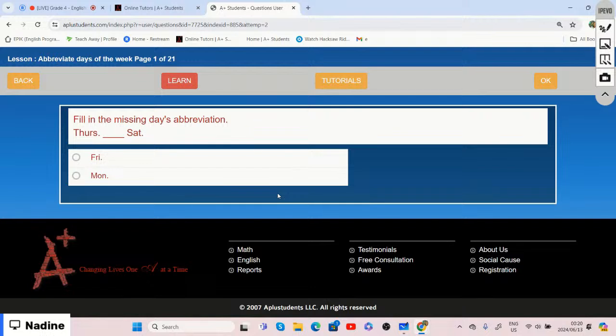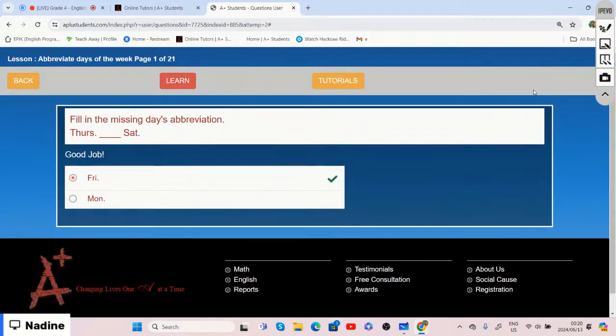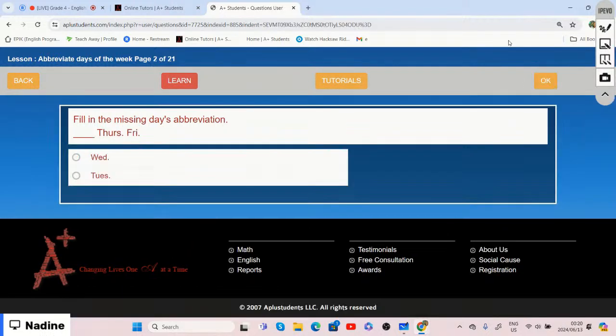All right. So if we were to identify, then we would say Thursday, Friday, and then Saturday, because Friday comes between Thursday and Saturday. So well done. Friday is correct. We need to fill in the missing word. Is it Wednesday, Thursday, Friday, or is it Tuesday, Thursday, Friday? Which one is correct?